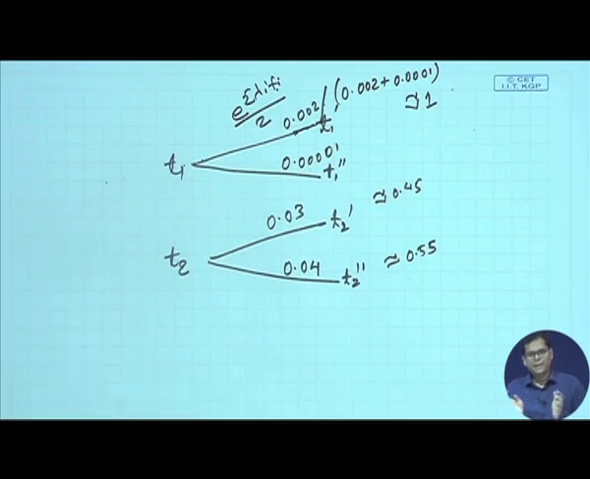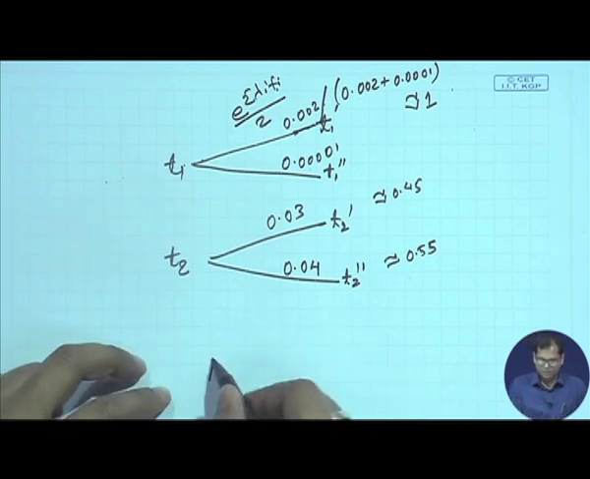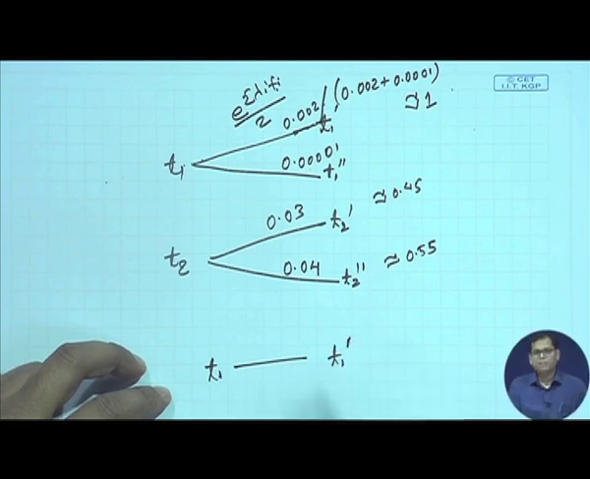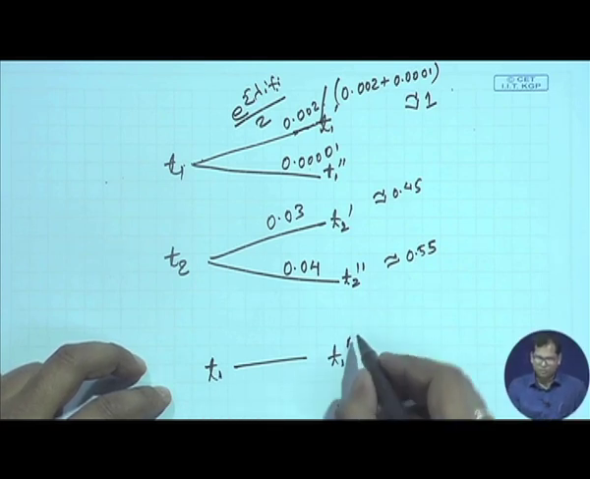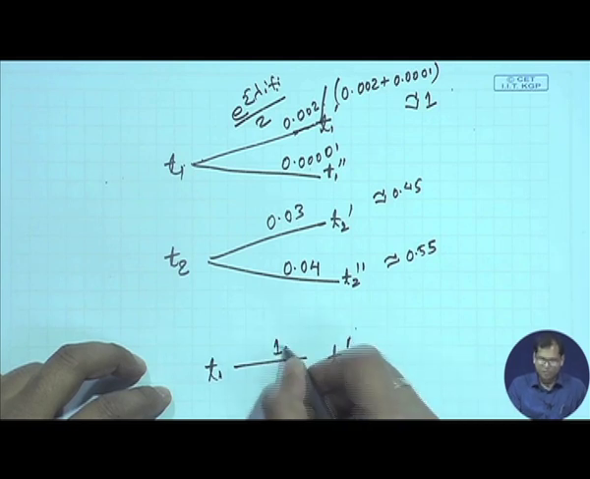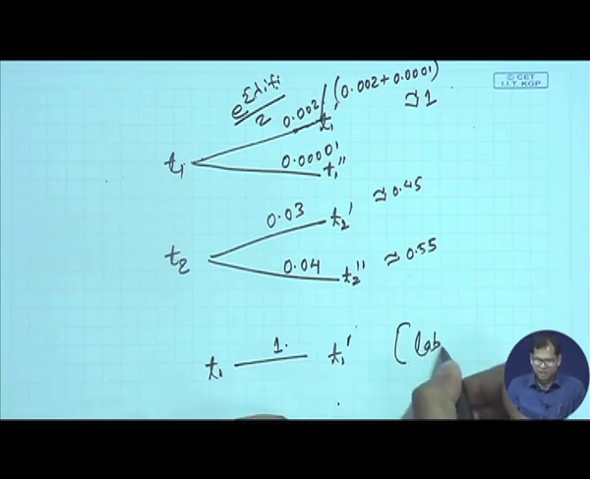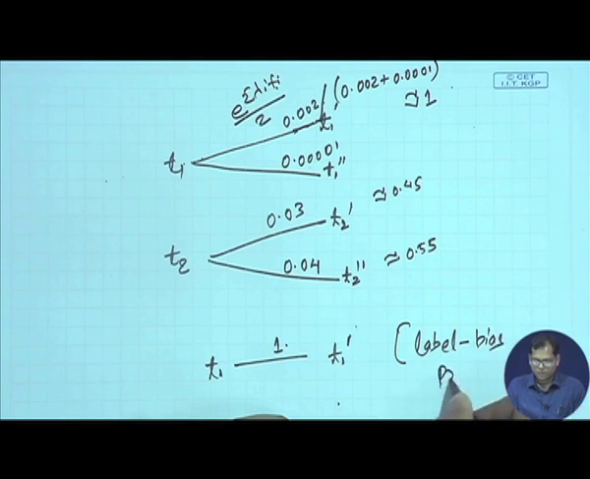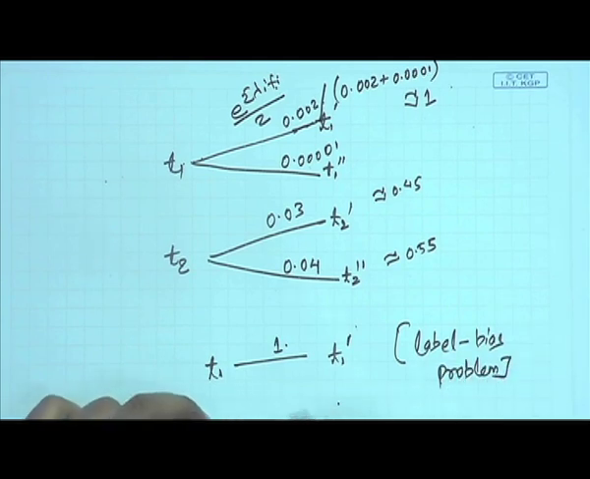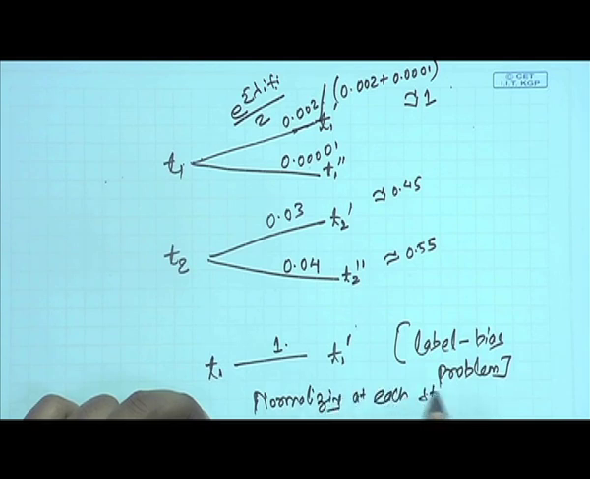So independent of the context, it will always get a probability of 1 because you have to normalize at each state. So if from T1 I can only go to one tag T1 prime and everything else has a probability of 0, because of normalization this will become 1. So we multiply this probability by 1 independent of the context, and this is called the label bias problem. And this comes because you are normalizing at each step. So that is one problem with the maximum entropy Markov models.